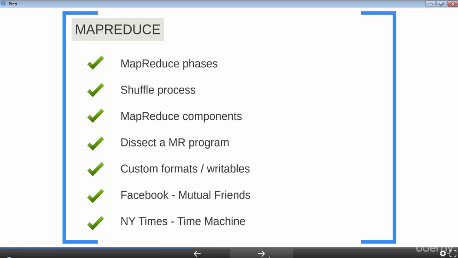The next project is inspired by the New York Times Time Machine project. We'll convert a lot of files into PDF files in this project in a distributed fashion by writing a MapReduce job. This is an advanced project, and in this project, we'll cover writing our own custom input-output formats and writables, all in one project. At the end of this chapter, you'll be fully comfortable with using a Hadoop cluster, and also you will know how to write and execute MapReduce programs in a Hadoop cluster.